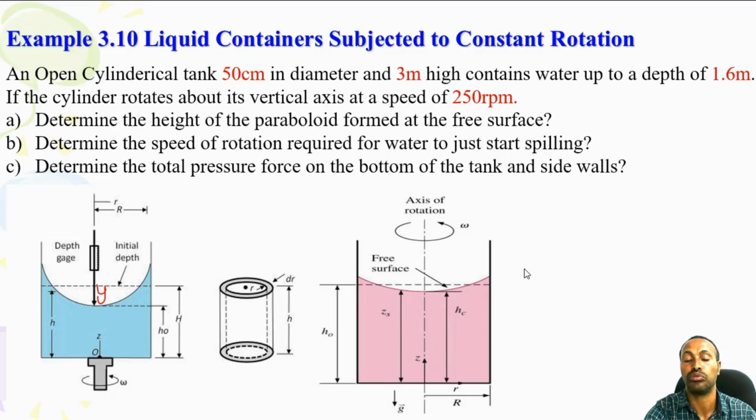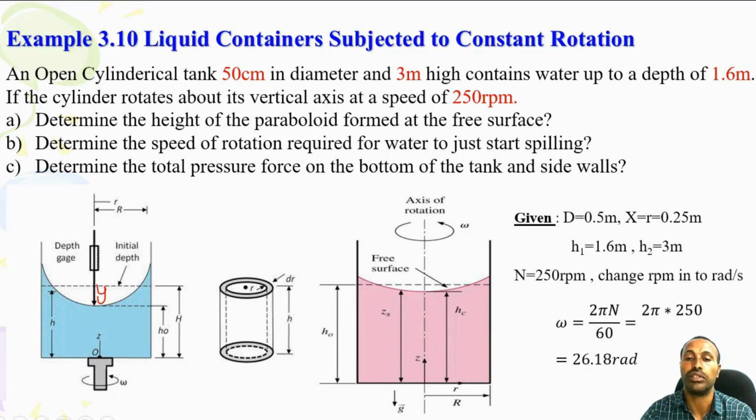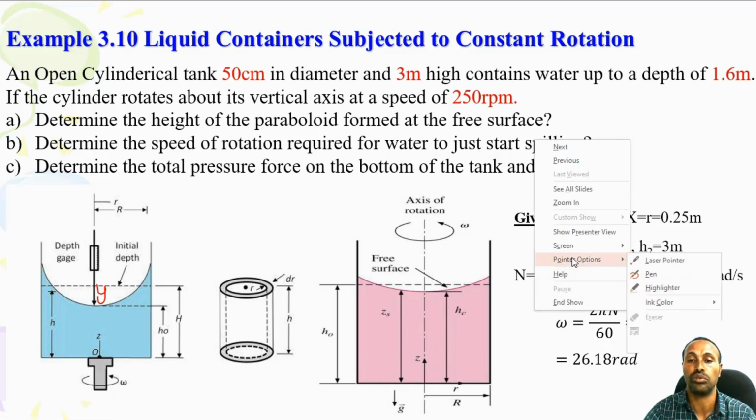Let us see. So the initial step to do this problem, you have to just correct some system of measurement, and also you have to change the revolution per minute into rad per second, so that it will be compatible. Let us see. So the solution is clear. First, identify the given parameters. D, diameter 0.5 meter, then radius will be half of 0.5, it will be 0.25. This is x distance, at x distance. And h1 is the first depth of water given, 1.6 meter, and h2 is 3 meter. Then n is 250 revolution per minute, then change rpm into rad per second. So rpm to rad per second should be converted.